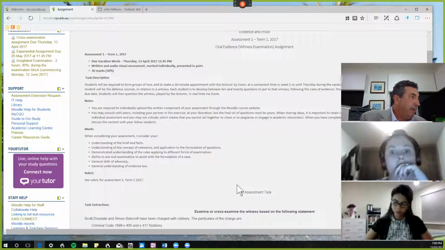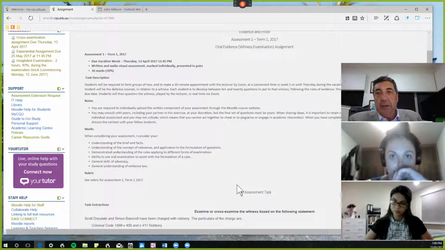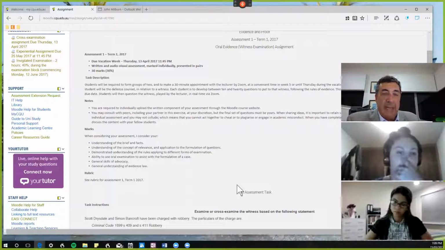of either prosecuting or defending in relation to a witness. And when it comes to technique, here's the important thing. Make sure that you have 10 or 20 questions prepared in advance. In asking those questions or preparing those questions, make sure that you follow the rules of evidence. That is, to the extent that you know the rules of evidence this early in the course. And you must submit those questions through Moodle by the due date.